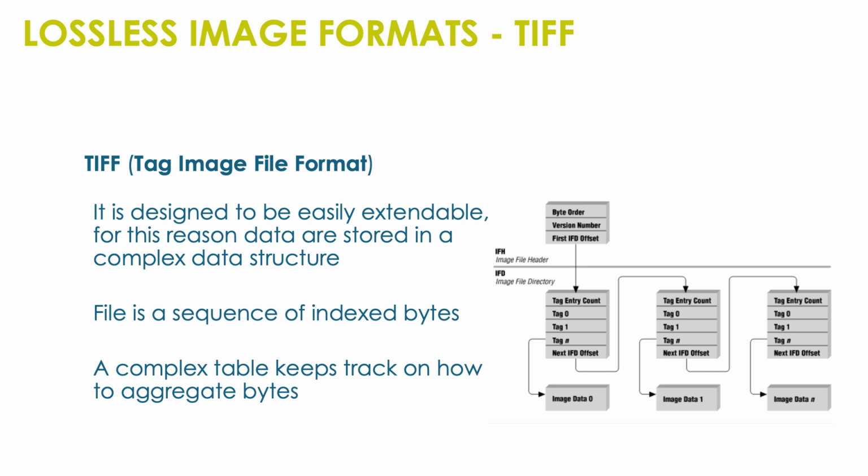In the TIFF format, data are organized as a sequence of bytes, indexed by a complex hierarchical table that is devoted to keeping track of how to aggregate them. This structure enables easy extendability. Here, you can see a couple of very simple examples of the data organization.